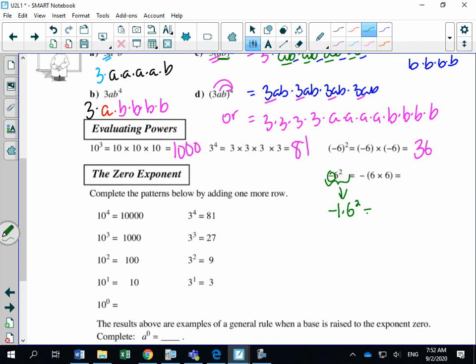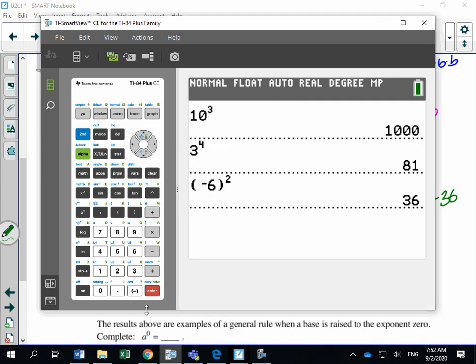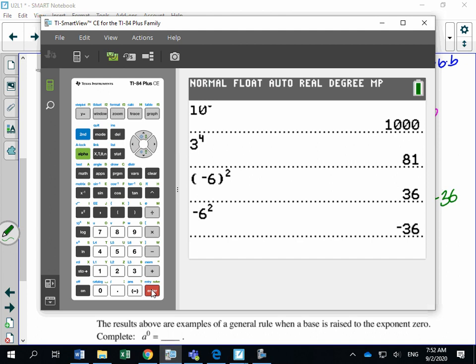So what that would be is -1 times 6 times 6, and this answer is negative 36. So if ever you see a negative and there's no bracket, rewrite that as a negative 1 times whatever your base and exponent is. When I enter this on my calculator, negative 6 squared, so there's my negative button, 6 squared, I get negative 36 as an answer.